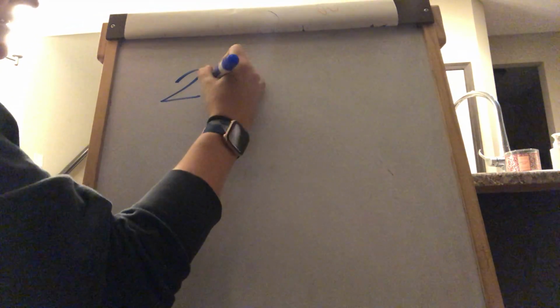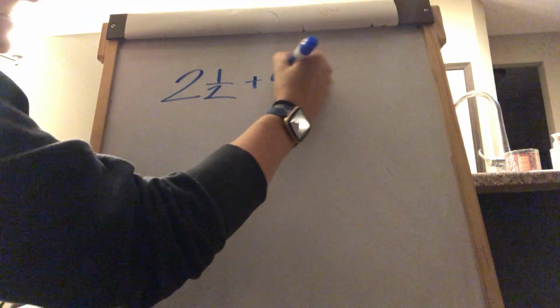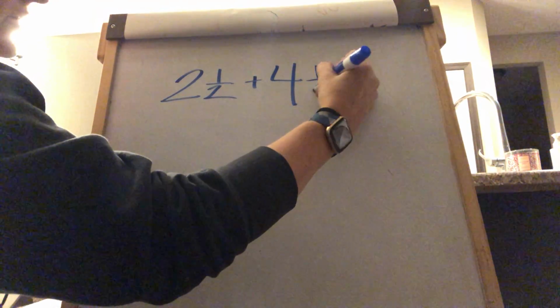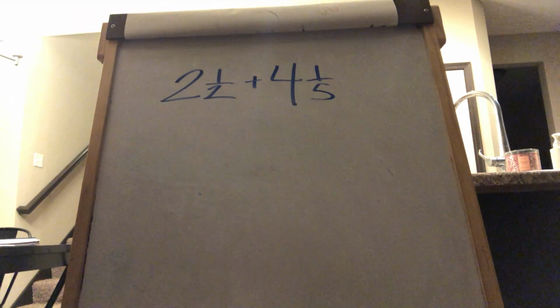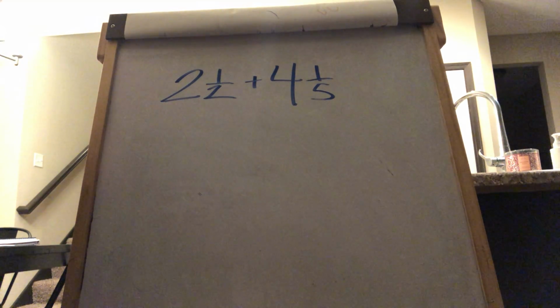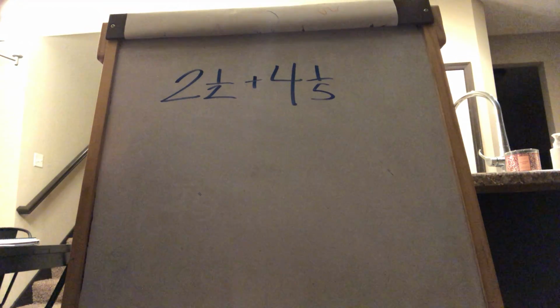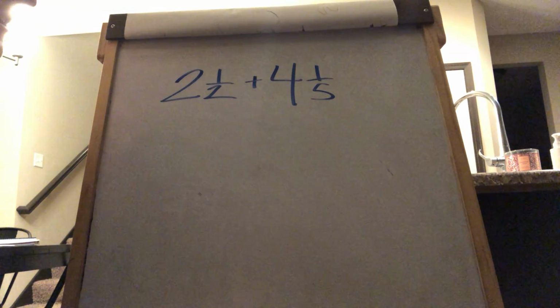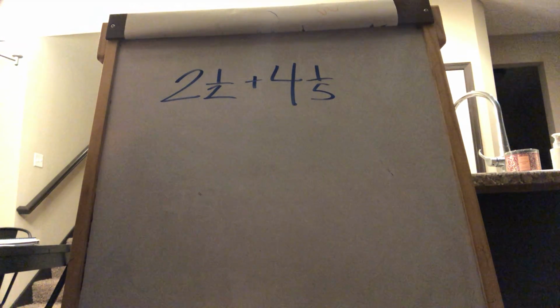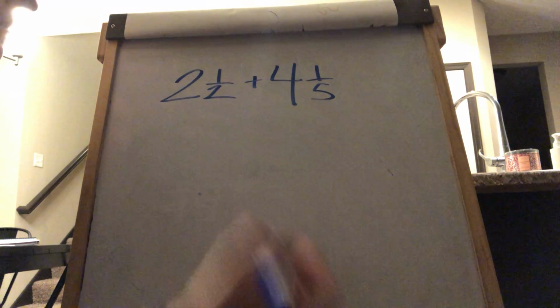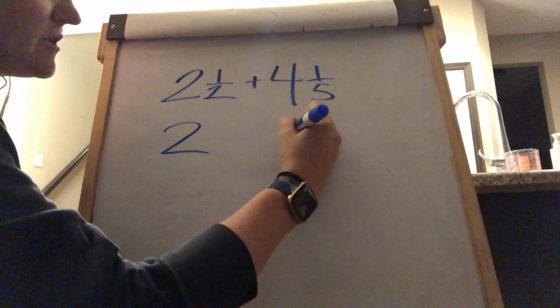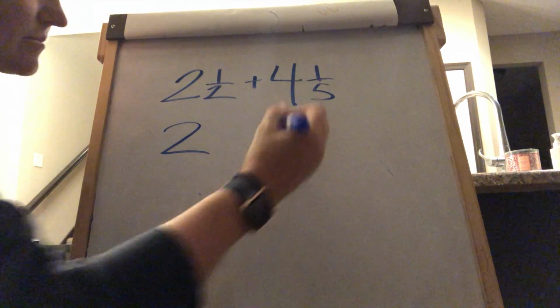Back to addition. But now for addition, we're going to look at mixed numbers. So here we have 2 1/2 plus 4 1/5. Now there are two different ways that we can solve this problem. I'm going to show you both ways, and then you can choose which way works best for you. So the first way I'm going to show you is keeping our whole numbers here. So I'm going to write my whole numbers.